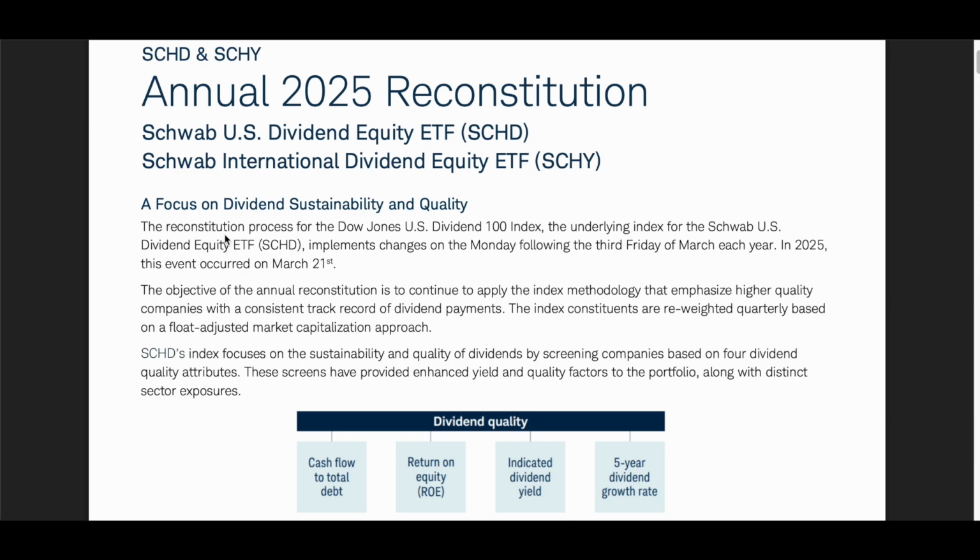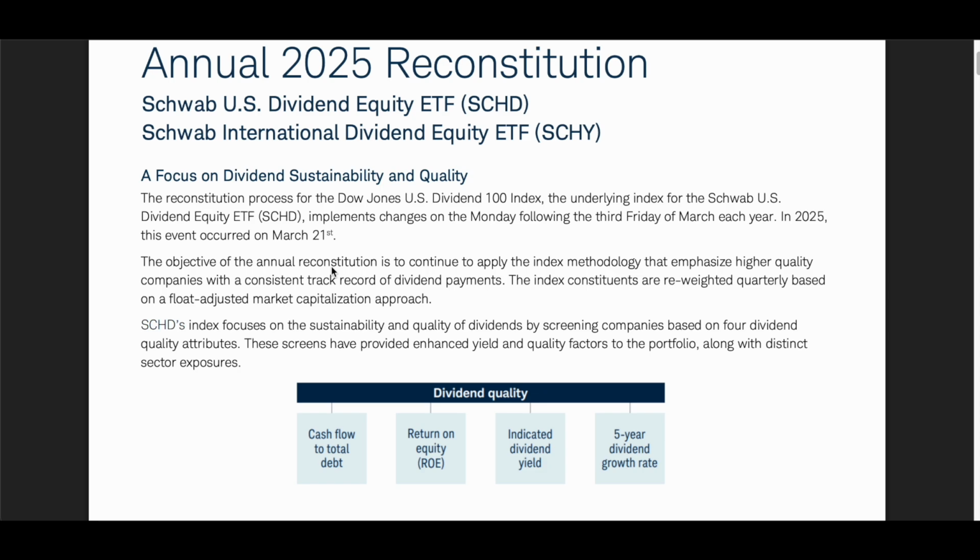The reconstitution process for the Dow Jones U.S. Dividend 100 Index, this is the index that they follow, implemented changes on the Monday following the third Friday of March each year. All you guys need to focus on is that this has already happened. So in 2025, the event happened on March 21st.